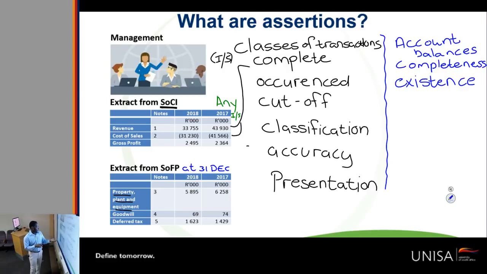On the equipment amount of 5895, does it relate to the period, as in cutoff? That would not be applicable because our date is 31st of December. So cutoff wouldn't be an assertion for account balances. Classification, yes, that would be applicable because it's important for us to know whether PPE is correctly classified as PPE or whether it should have been something else. Classification. Look at me spelling it incorrectly.